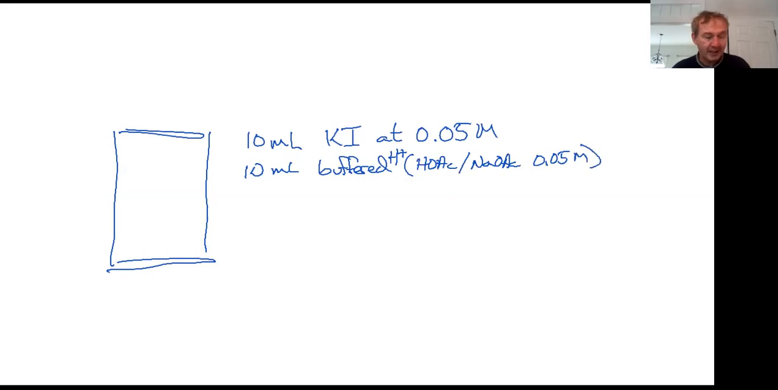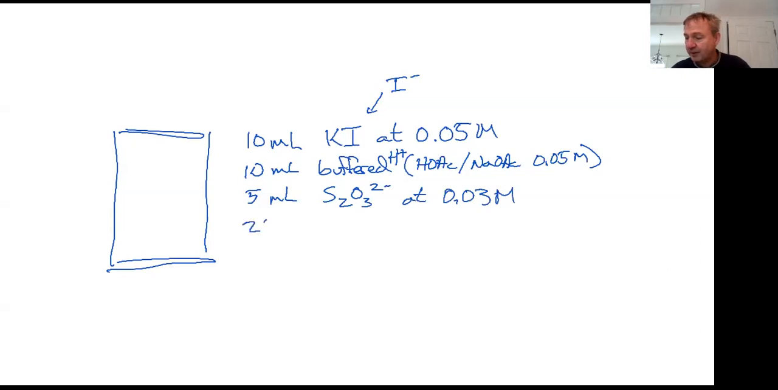Also, we're going to add this small amount of the sodium salt of thiosulfate. All that matters is that, in the same way, be aware that that's really just iodide, right? Iodide's going to be one of your reactants. And this is at 0.03 molar. And so you'll add 25 mils of water. It's important that you do that.